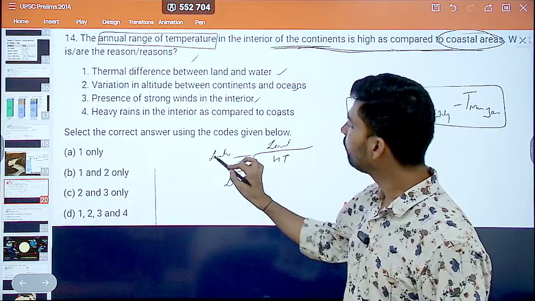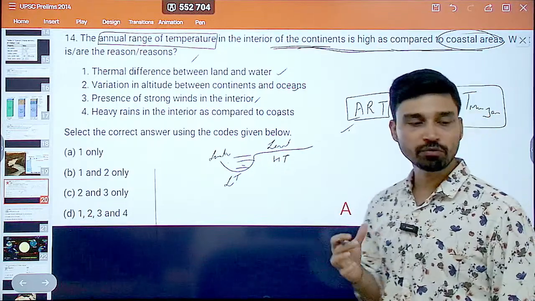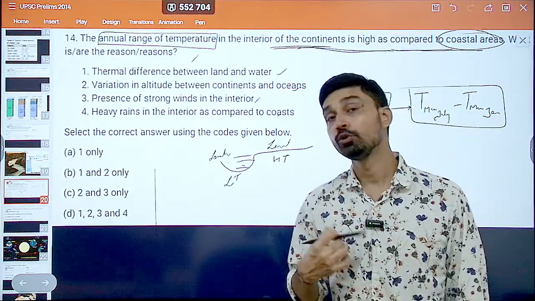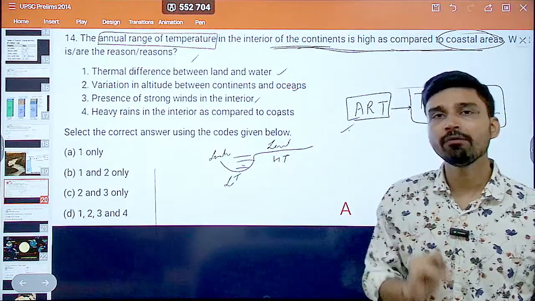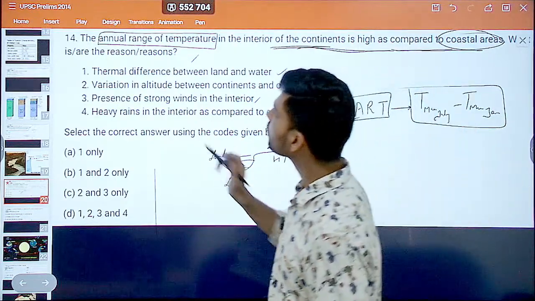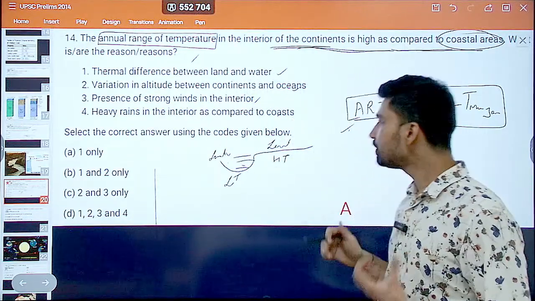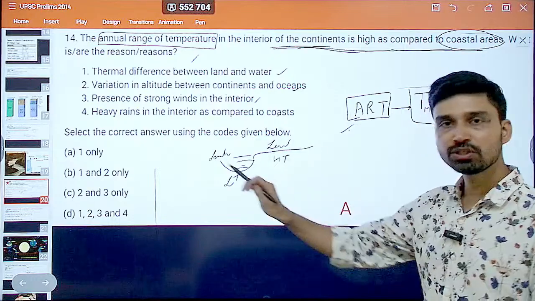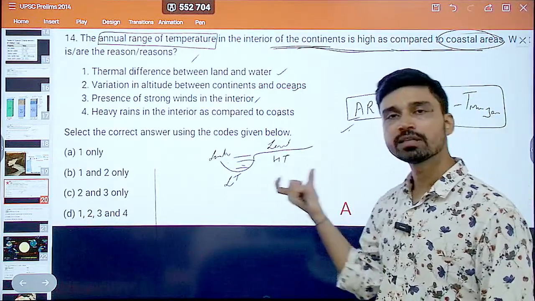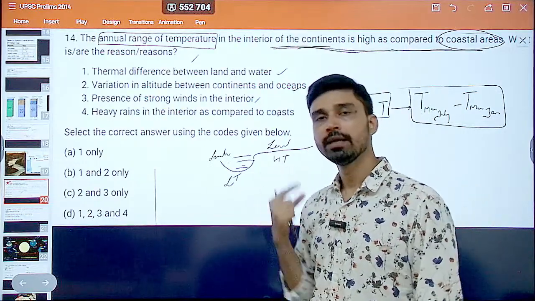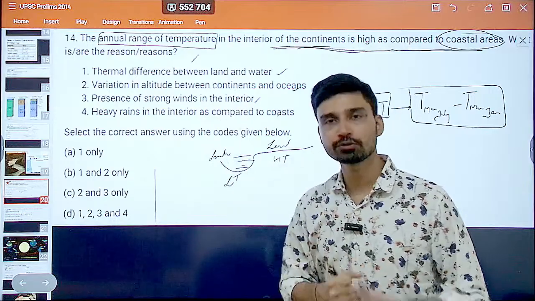Similarly, in the winter months, if cooling is happening, land loses heat at a much faster rate as compared to water. So, during winters, land will have a much lower temperature and the water will have a much higher temperature. So, due to this differential rate of heating and cooling, what happens in the coastal areas is that you have sea breezes and land breezes that start to move because of the temperature difference between the water surface and the land surface. And these sea breezes and land breezes are the ones that regulate the temperature of the coastal areas.